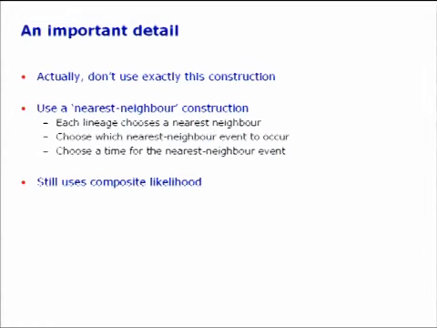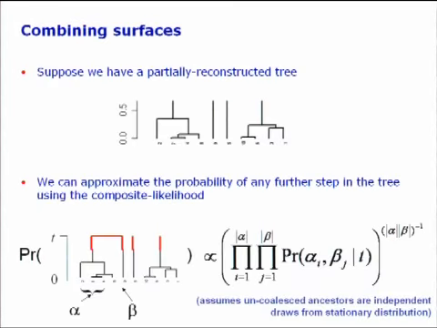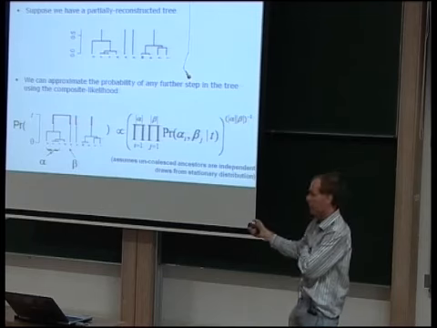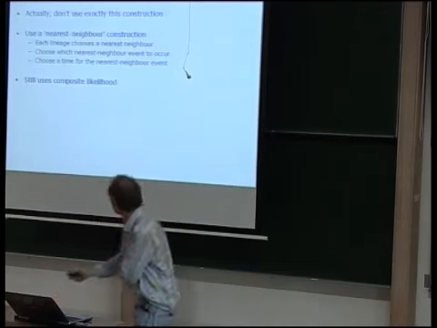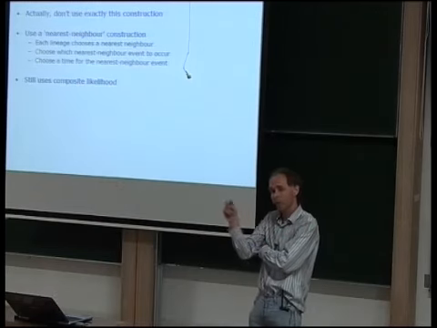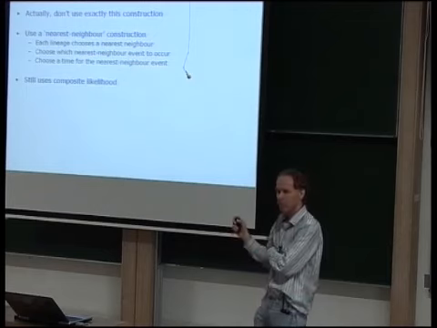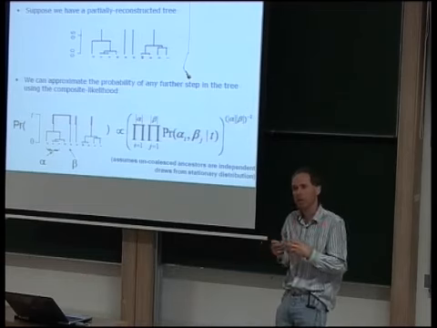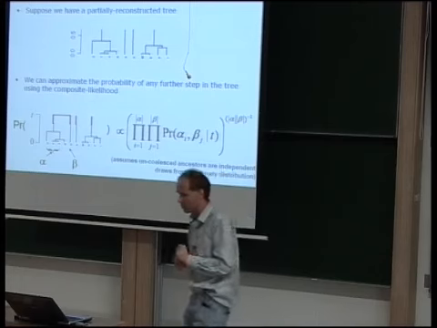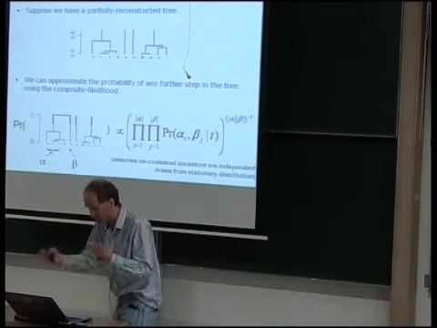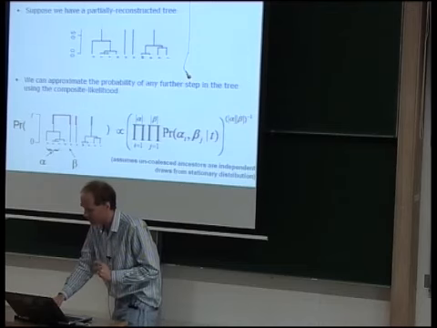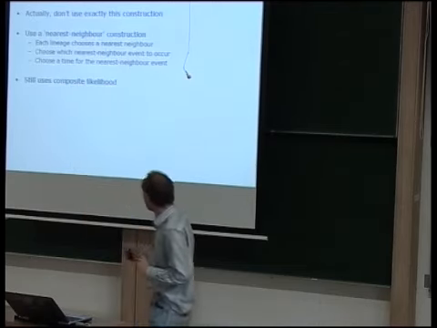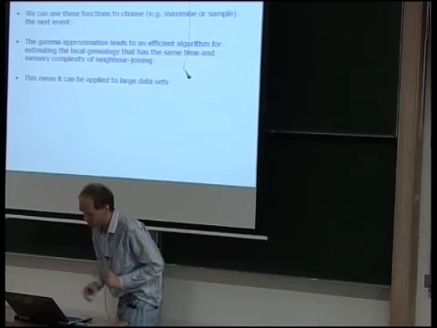which is why I use it. The idea is that each lineage chooses a nearest neighbor. So each of these lineages here is going to choose who they're closest to. Then I'm going to choose which of these nearest events is the next one to happen, and then I'm going to choose a time for that. Splitting it into those three steps enables me to get around some of the inherent biases in considering all possible ones. It does consider all possible ones, it just rescales them in a slightly different way. But the key point is it still uses the composite likelihood.